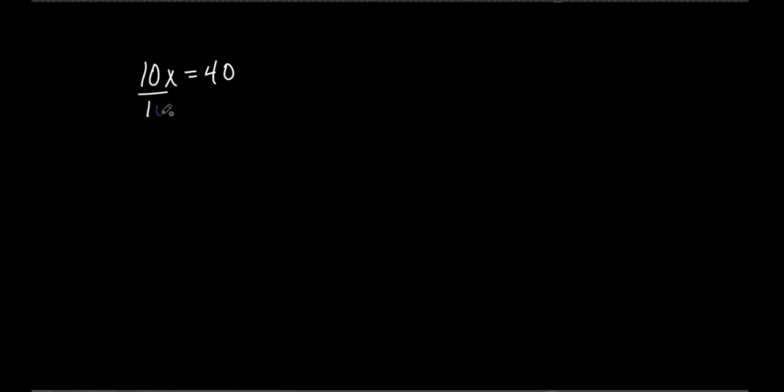Divide it by 10. Divide this side by 10. That cancels out. X equals what? What's 40 over 10? 4. And that's it. Let's do one more. The bell's going to ring in a second, but let me do this one.